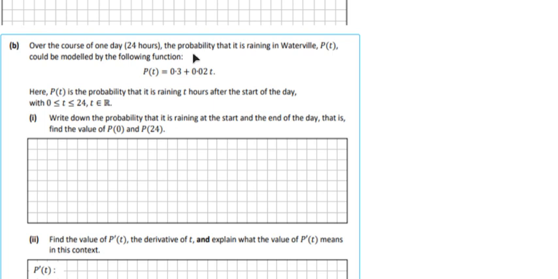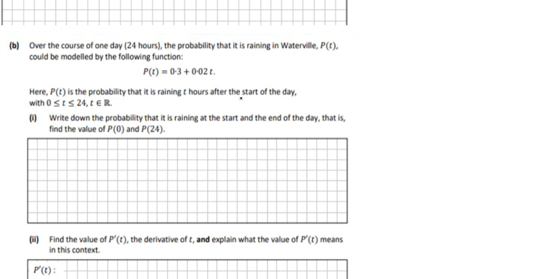Right, write down the probability. So over the course of 24 days, the probability that it's raining in Waterville could be modeled by that function. So T is the hours after the start of the day. So we have to write down the probability.